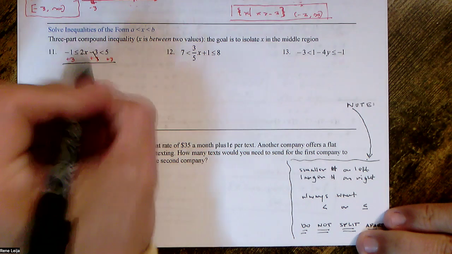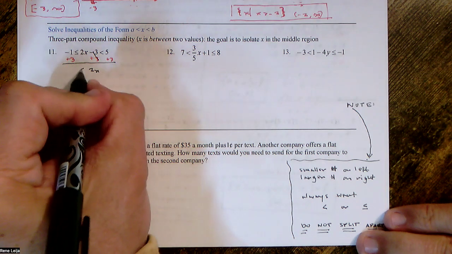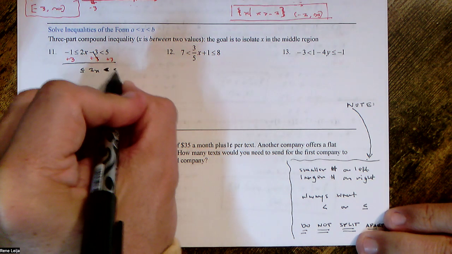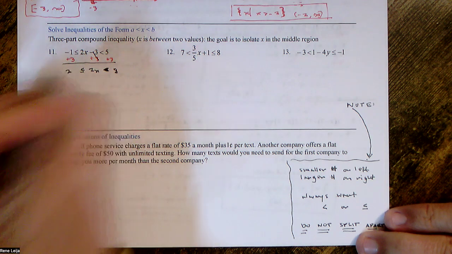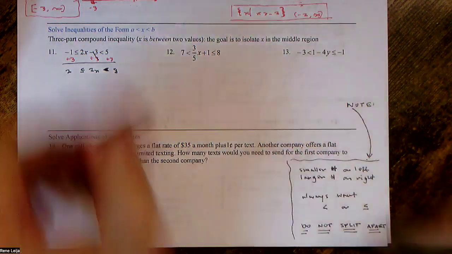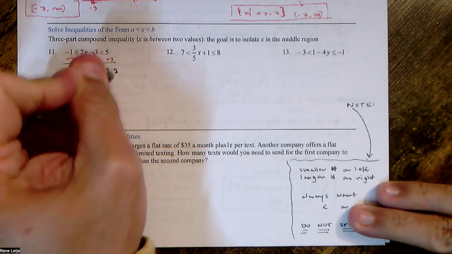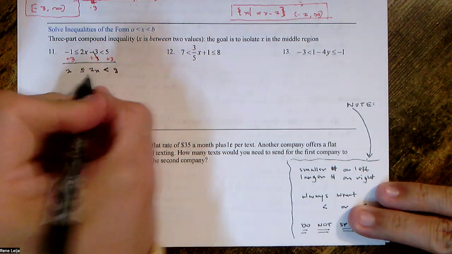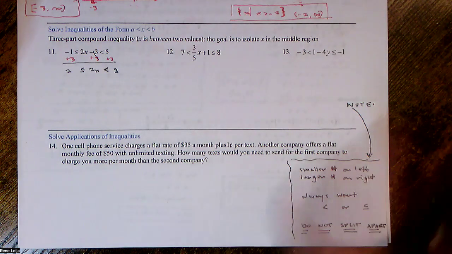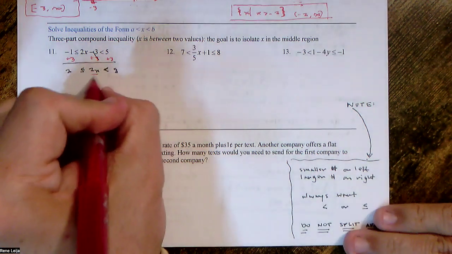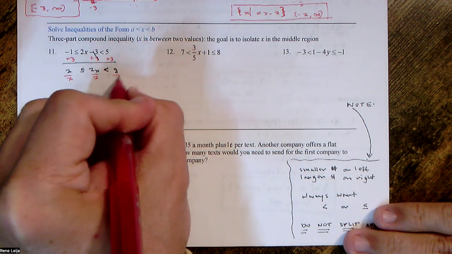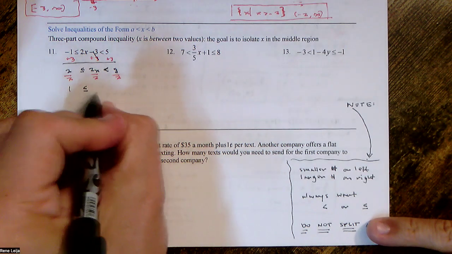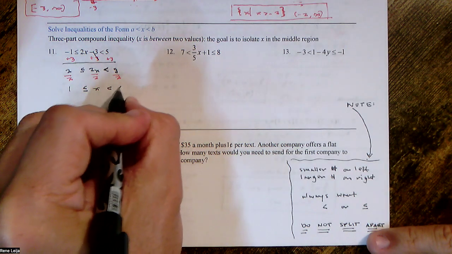Okay, so now we have a 2x in the middle. And then we have our inequalities. So this is an 8 and this is a 2. Okay. Now the next step is that we're going to divide by 2. So I'm dividing by a positive, so I'm good. I'm not going to have to worry about flipping anything around. So this is going to give me 1 is less than x is less than 4.